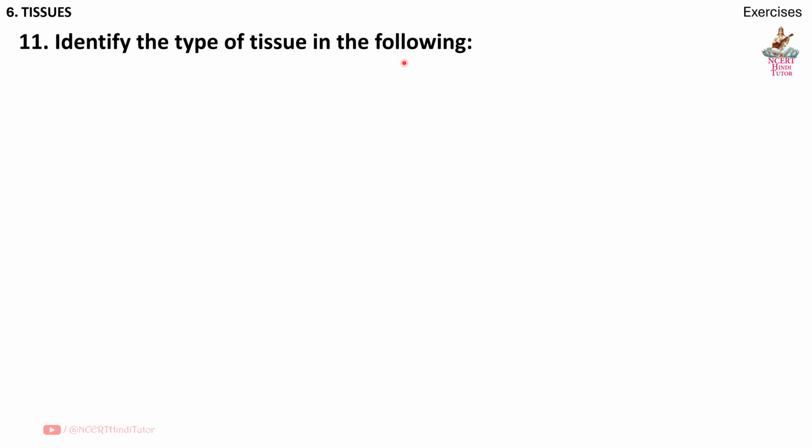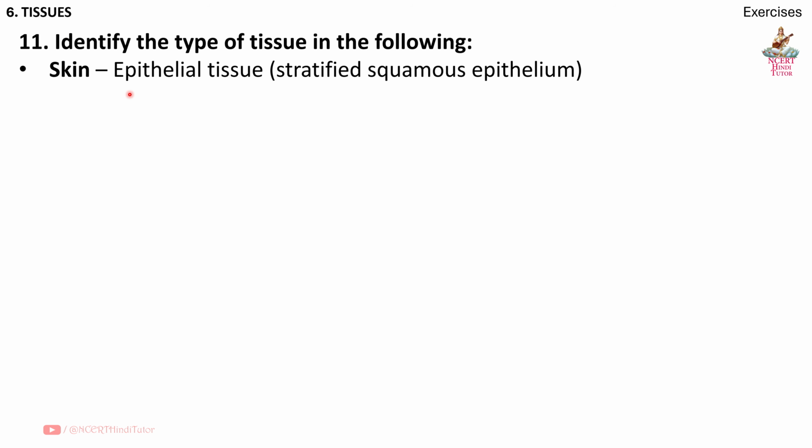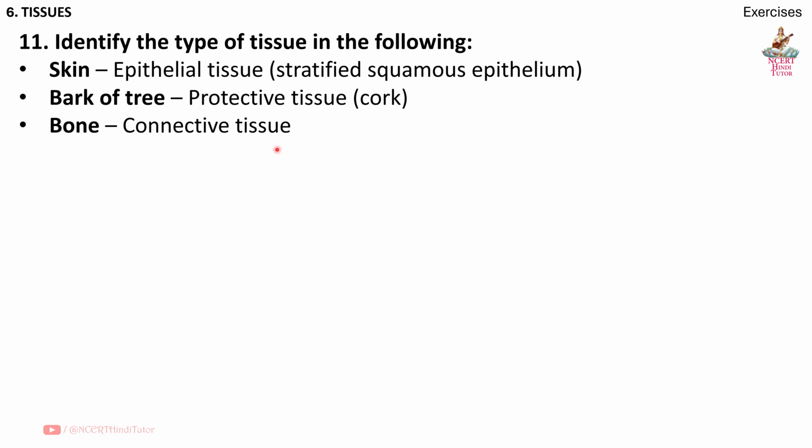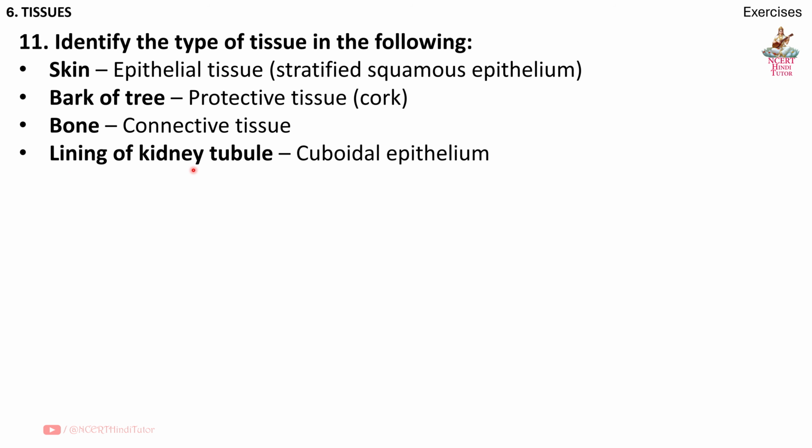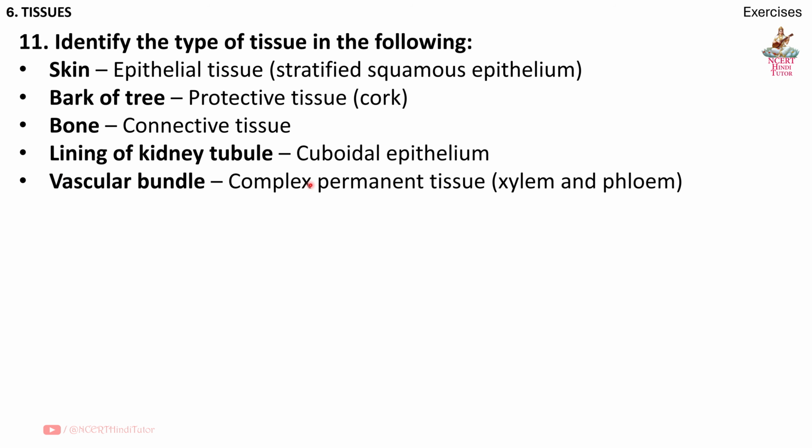Question 11. Identify the type of tissue in the following. Skin: epithelial tissue, stratified squamous epithelium. Bark of tree: protective tissue, cork. Bone: connective tissue. Lining of kidney tubule: cuboidal epithelium. Vascular bundle: complex permanent tissue, xylem and phloem.